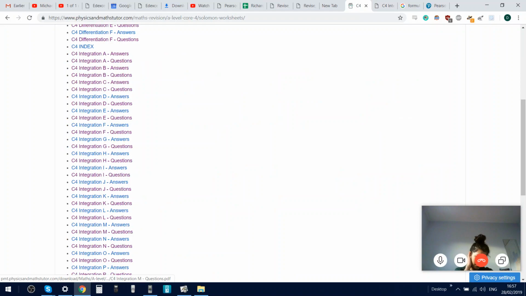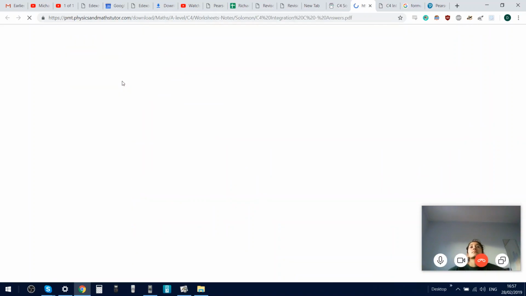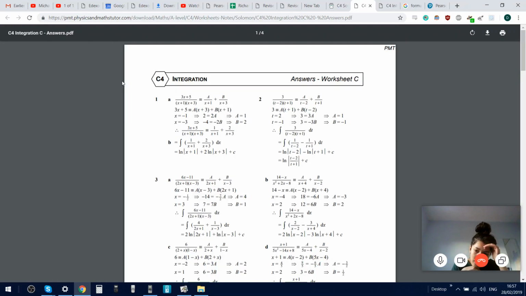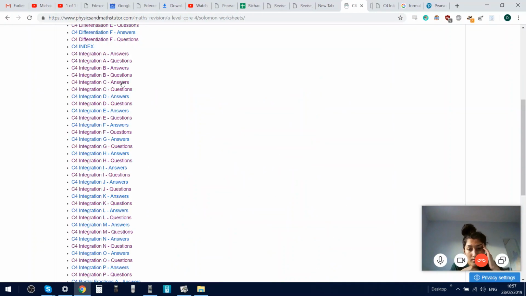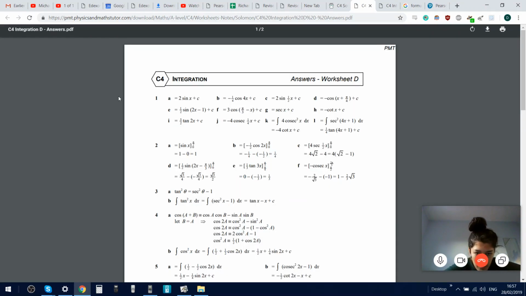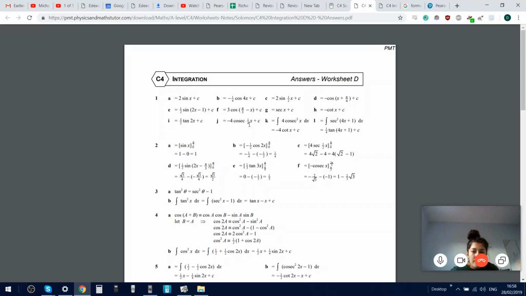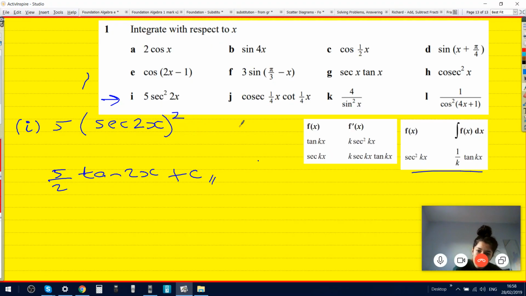This is worksheet C. And yeah, we did well. Oh, hang on a second. One question. Worksheet C. Now that we were on worksheet D. Yeah, we want D. Question 1. No, question 1. Towards the end somewhere. So 5 over 2 tan 2x plus c, and then minus 4. We forgot to do times by 1 over 4. So minus 4 cosec quarter x plus c. Okay, so we would just use the proper formula.